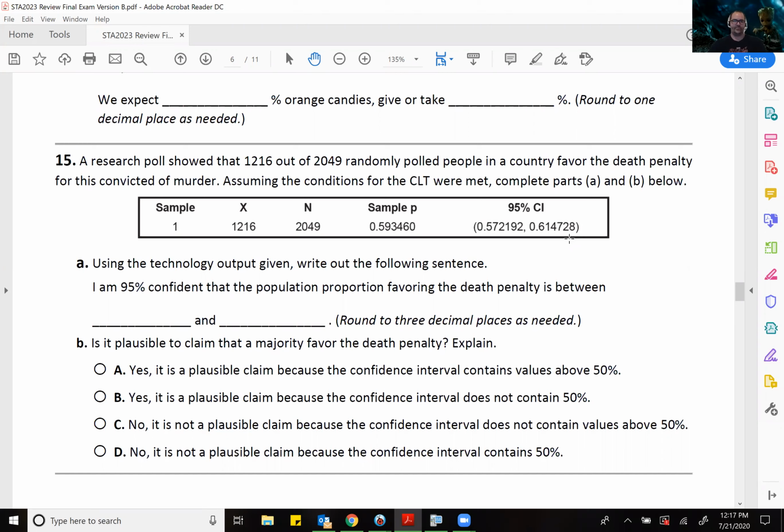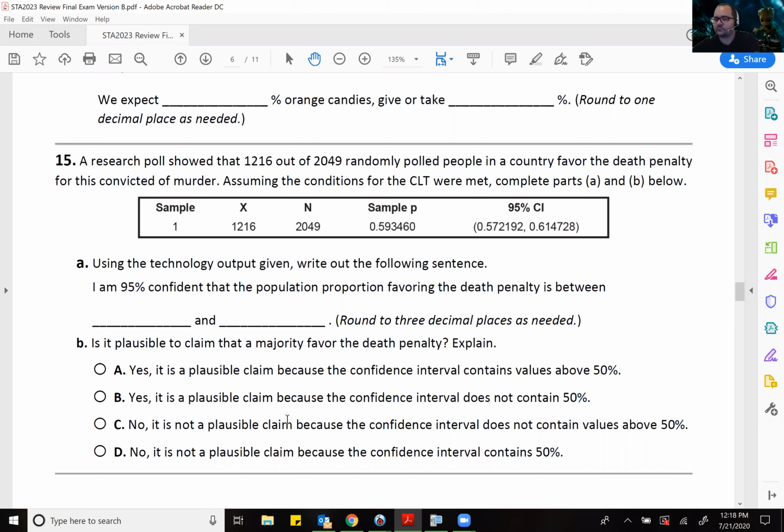All right. So the first blank will be 0.572. The second blank will be 0.615. Okay. And it just wants the decimals of these. If it wanted these to be the percentages, because this is actually a percentage, you would have seen the percent sign, and it would have said find is between blank percent and blank percent.